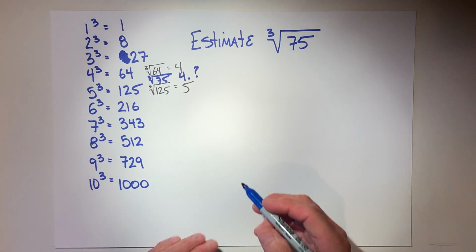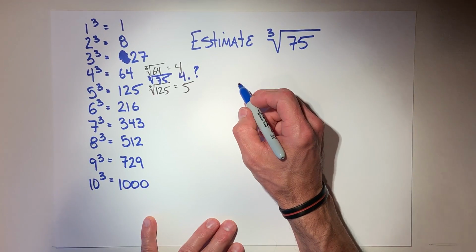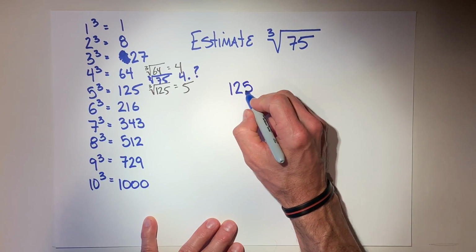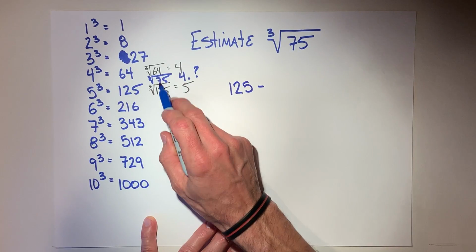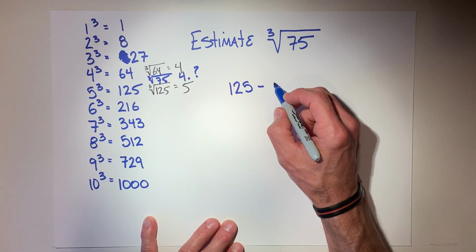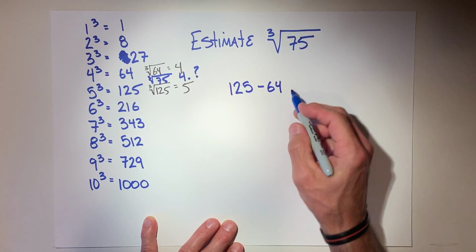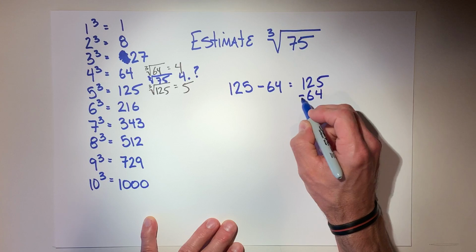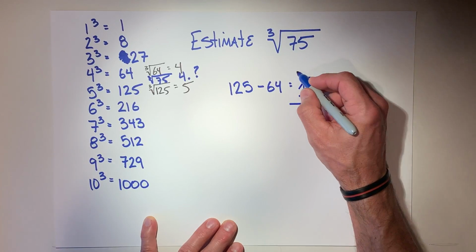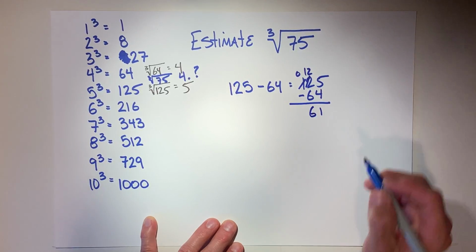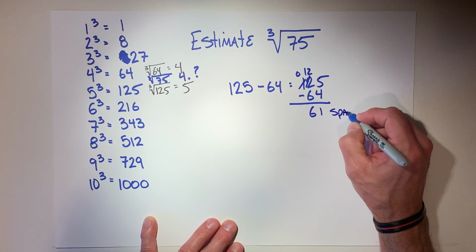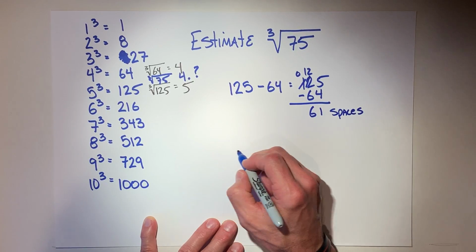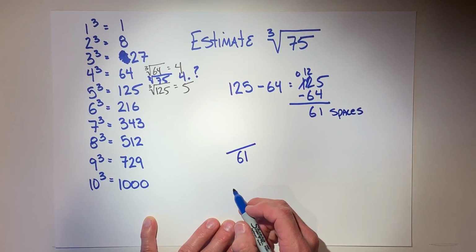So speaking of those distances, let's go ahead and figure this out. I'm going to do the same technique I did before. I'm going to take the maximum perfect cube, and I'm going to subtract away the minimum perfect cube. These are what I called before bookends. 125 minus 64 is 61, and what I used before was 61 spaces. Now that's going to be my denominator, so I already know that the denominator is going to be 61.